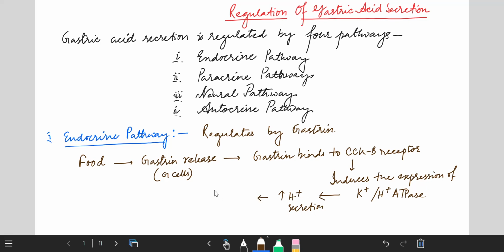So, if there is an absence of food, or there is no food in the lumen of the stomach, obviously that will not stimulate the gastrin release from the G cells. As a result, there will be no binding of gastrin with the CCK-B receptor. So there will be no expression of the hydrogen potassium ATPase pump. So less secretion or no secretion of the hydrogen ion. As a result, gastric acid formation or secretion decreases or stops.